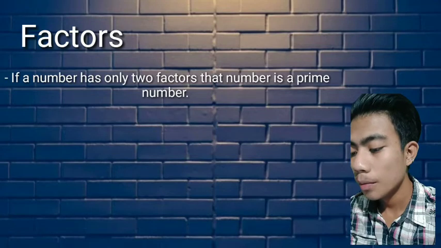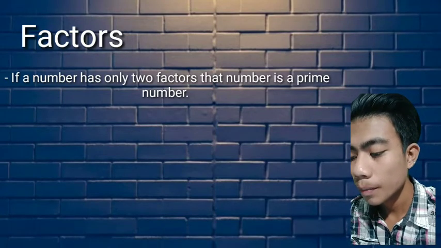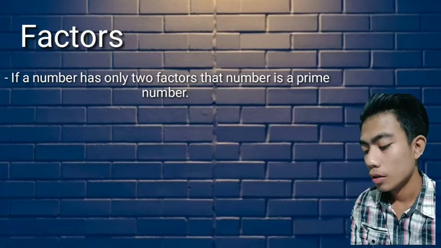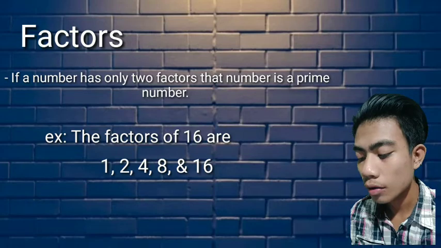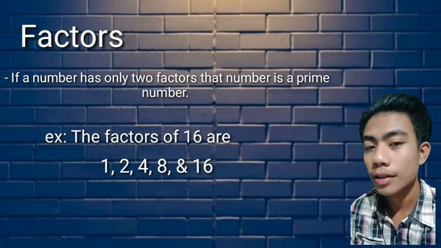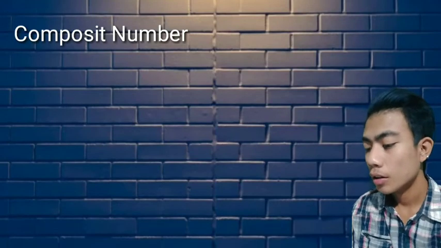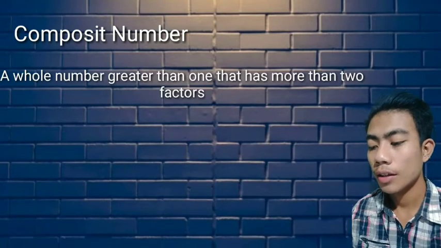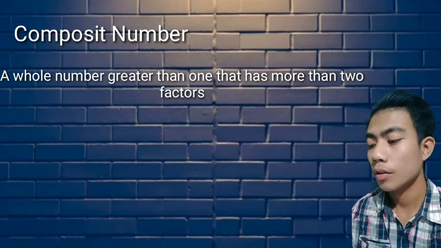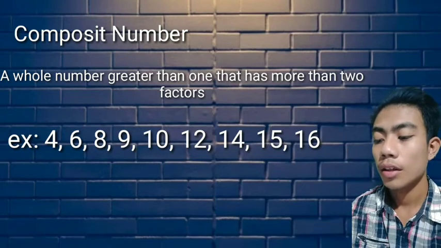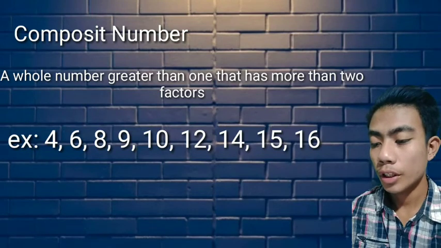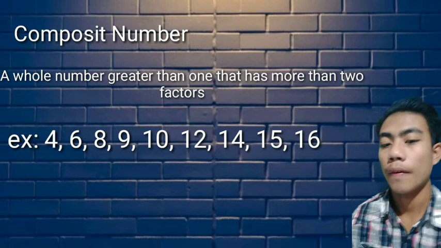Next are the factors. If a number has only two factors, that number is a prime number. For example, the factors of 16 are 1, 2, 4, 8, and 16. Next is the composite number: a whole number greater than 1 that has more than 2 factors. For example, 4, 6, 8, 9, 10, 12, 14, 15, and 16.